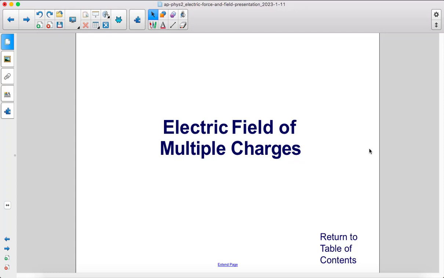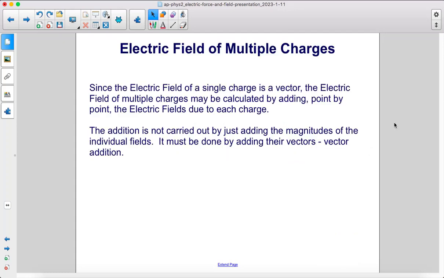Electric field of multiple charges. Since the electric field of a single charge is a vector, the electric field of multiple charges may be calculated by adding, point by point, the electric fields due to each charge. The addition is not carried out by just adding the magnitudes of the individual fields. It must be done by adding their vectors, with vector addition.